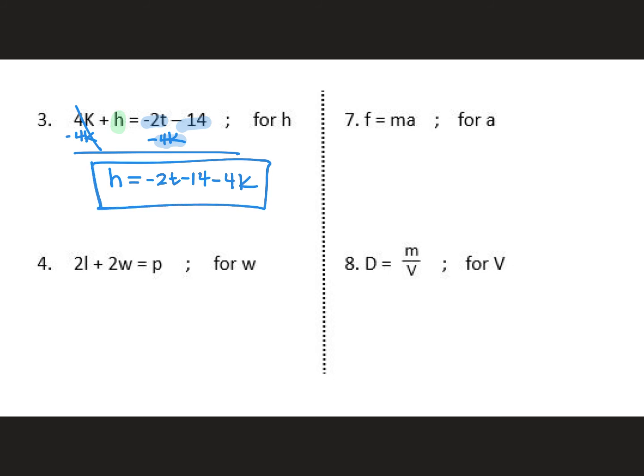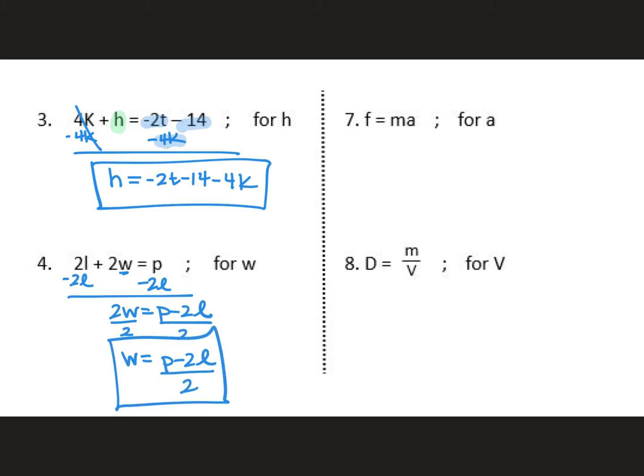For number 4, we're solving for W. So W is right here. So first I have to get rid of this 2L term. And I would get 2W equals P minus 2L. Then I'll divide everything by 2. And we get W equals P minus 2L all over 2. For number 7, solving for A. So this is F equals M times A. So I'll divide by M. And then A will just equal F divided by M.